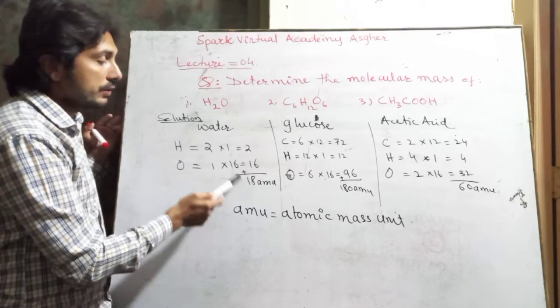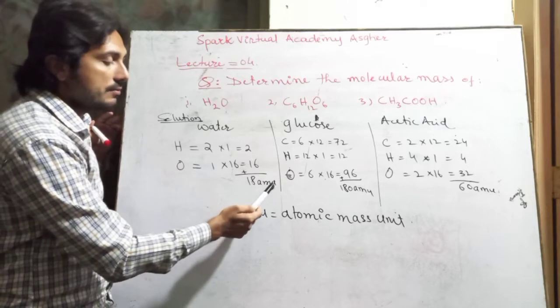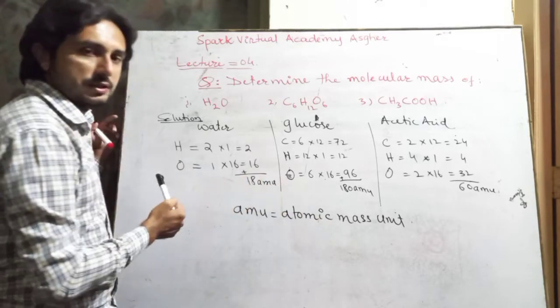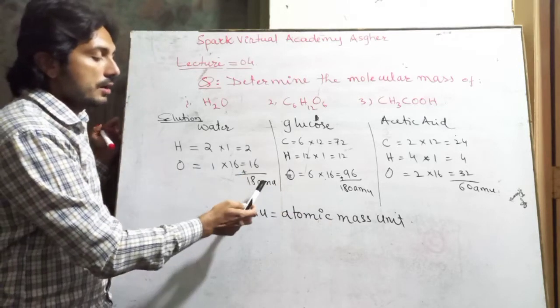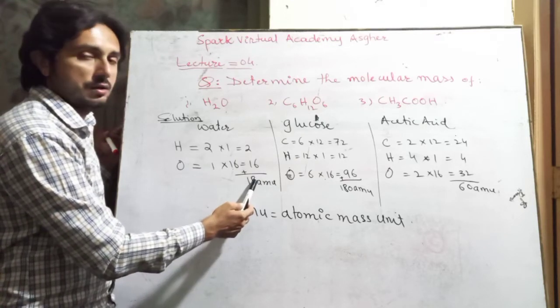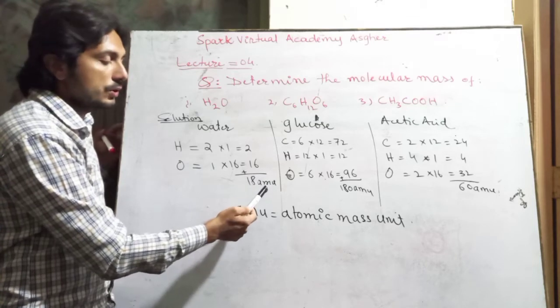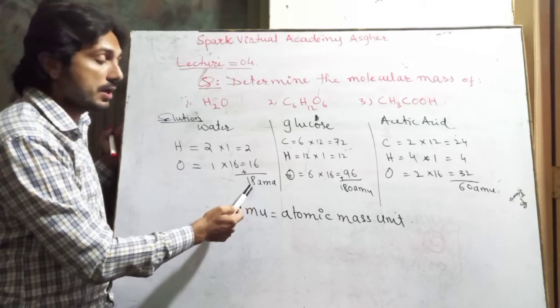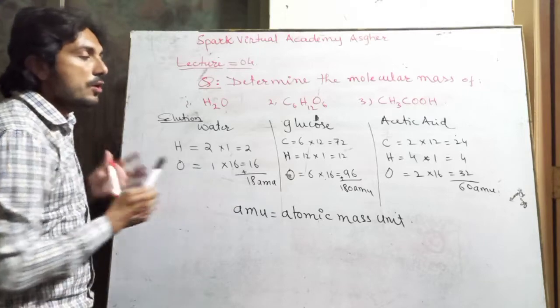The unit of the atomic mass is always AMU, atomic mass unit. Do not forget this unit. Without the unit, this is just a simple number. But if you put down this unit, it becomes the mass, the atomic mass. So this is the mass of water.